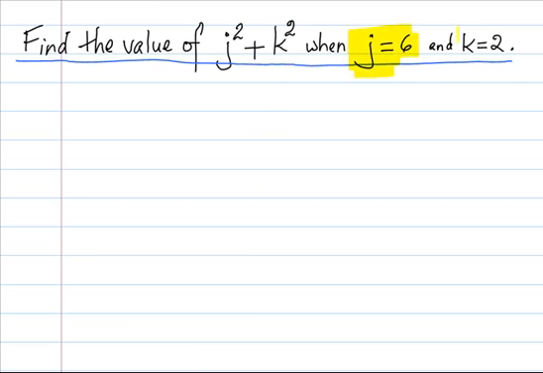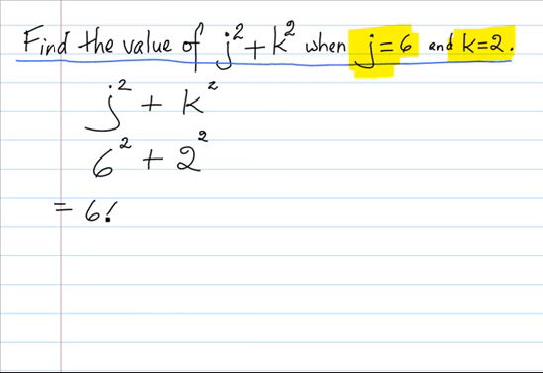Always remember, these are the things in questions you need to use. J is equal to 6 and k is equal to 2. Now, how do you work this out? The next step, you need to write j squared, and let's add it to k squared. You don't really have to write it out like this, but I sometimes do it. J is 6, so it means 6 squared plus 2, and that number is also squared. Now 6 squared actually means 6 times 6 plus 2 times 2.